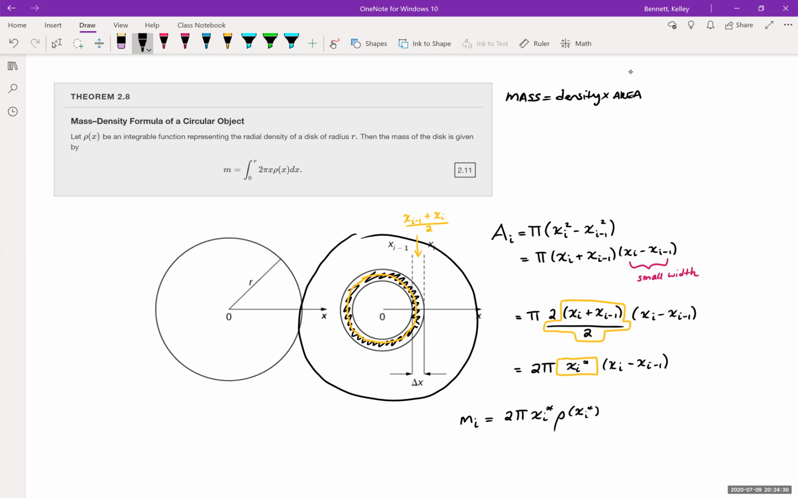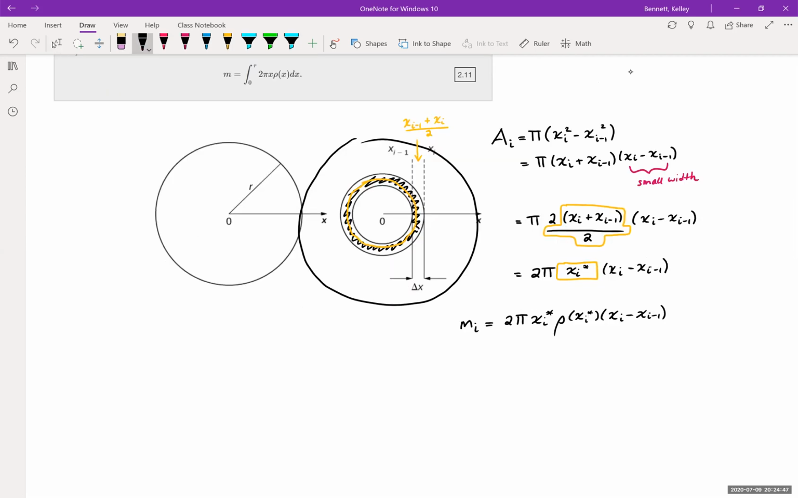So once we do the limiting function, this is going to become the integral. And so these x sub i stars are just going to become x. And then I still have my distance of my partition, x sub i minus x sub i minus 1. So the next change I'm going to make is, because it's some small width, I'm just going to call it delta x. So the final manipulation is just going to be 2 pi x sub i star times rho of x sub i star times delta x. So that gives me the mass for that shaded black ring.